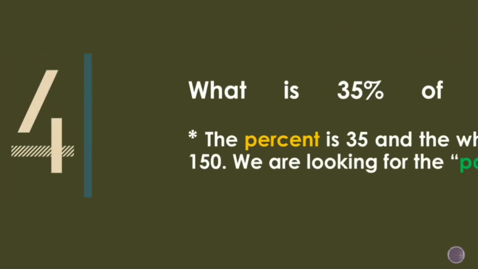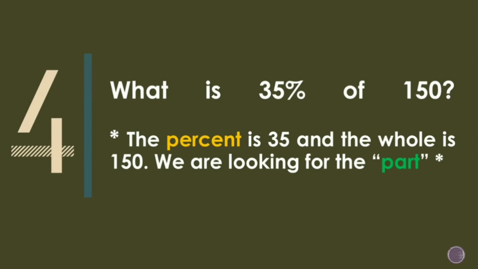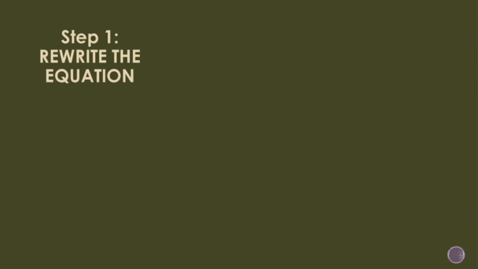Our fourth example is an example of a proportion. What is 35% of 150? The percent is 35 and the whole is 150. We are looking for the part. Step 1. We create an equation. Part over 150 is equal to 35 over 100.